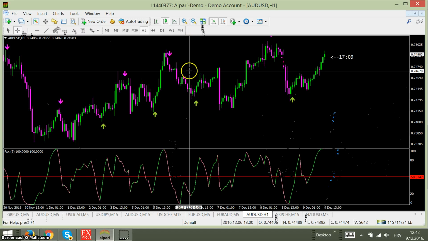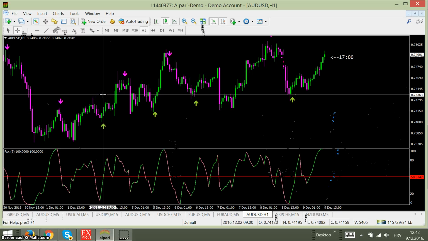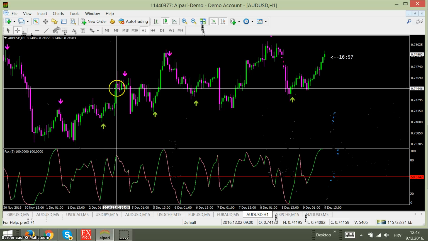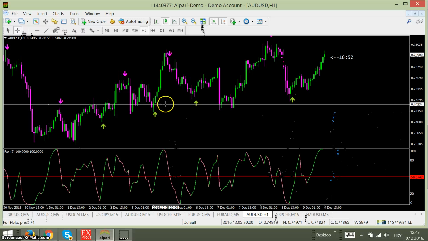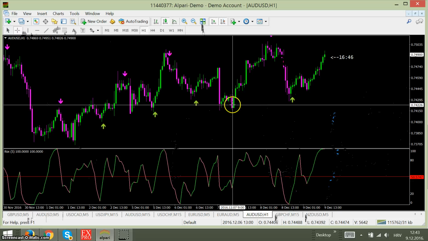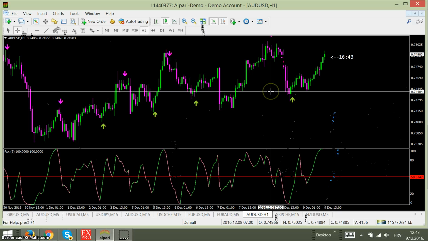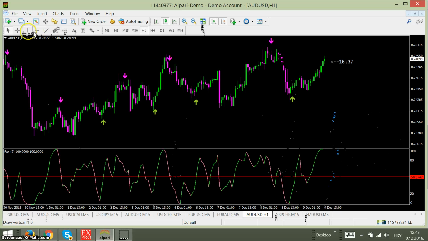Let's see more trades on H1 time frame. Here confirmed ITM. Not confirmed, nothing. Confirmed ITM. Confirmed ITM. Here you have, on the second one, you can take a trade, and here I said it is not confirmed.